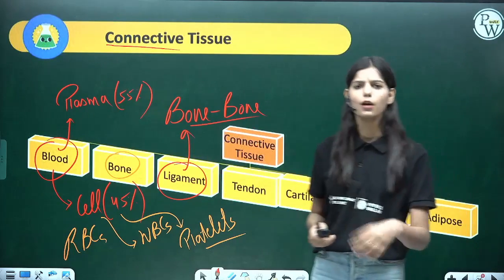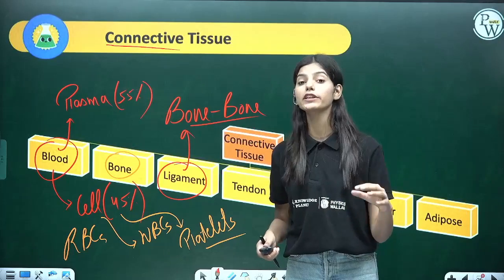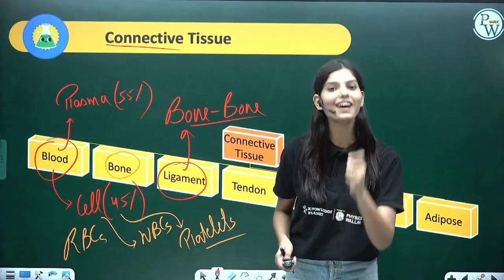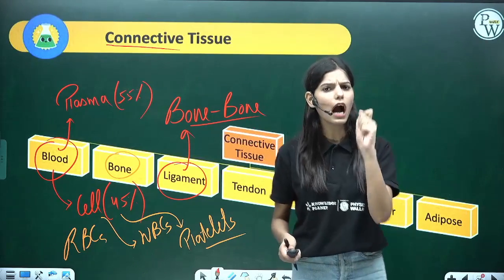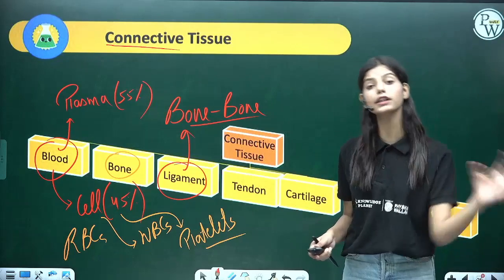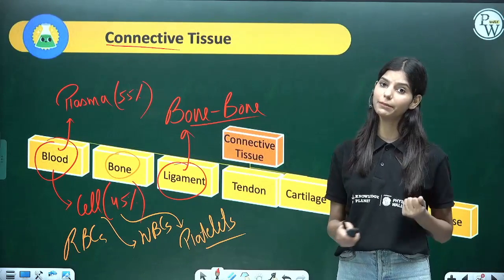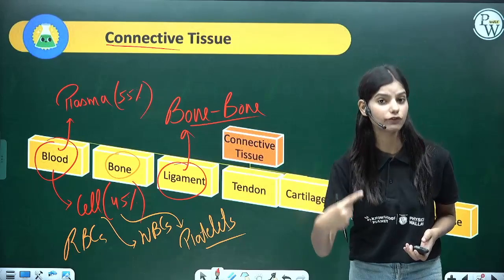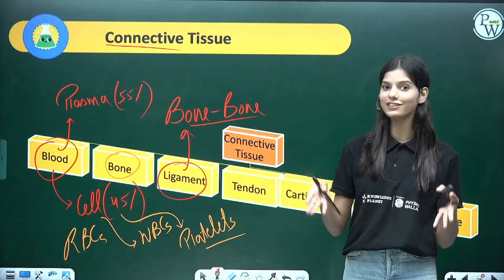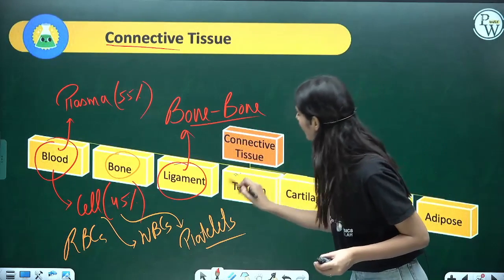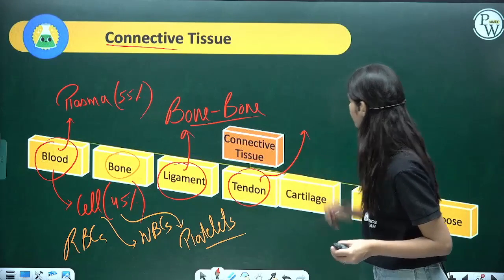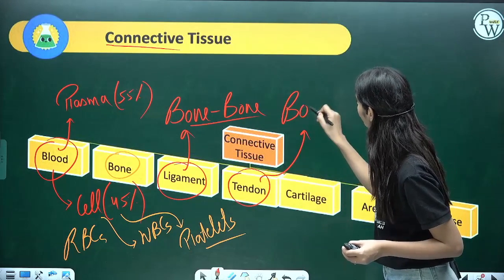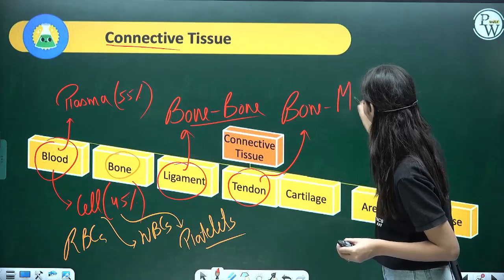But guys, we all know that bones cannot move on their own. They're actually pulled by the muscles, right? But how exactly are bones connected to the muscles so that they can be pulled by the muscles? There is one more connective tissue which is connecting bones to the muscles. It is called tendon. So tendon is a type of connective tissue which is connecting bone to the muscles.